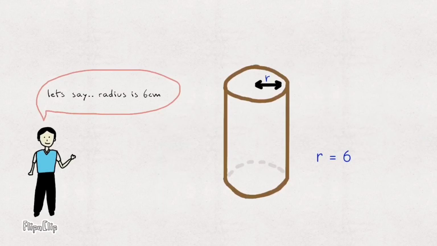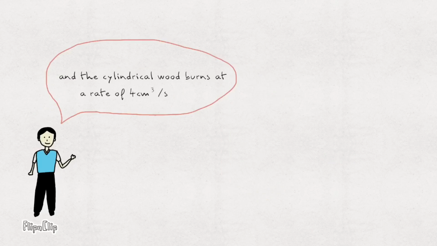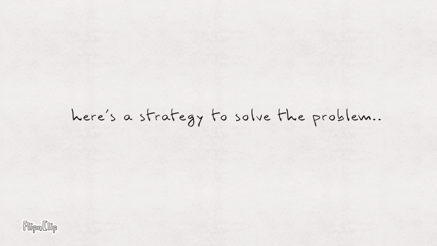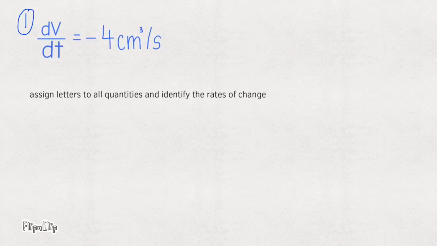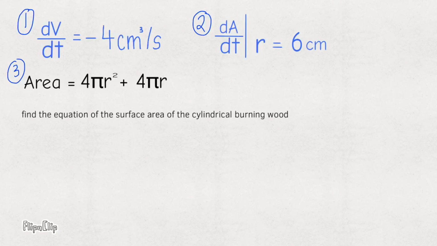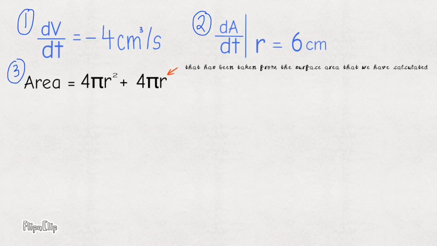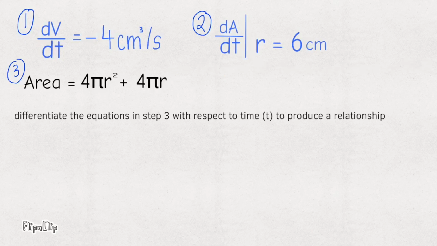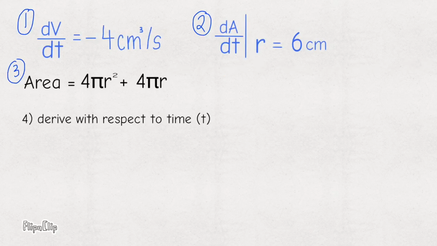Let's say the radius is 6 centimeters and the cylindrical wood burns at a rate of 4 cubic centimeters per second. Here is a strategy to solve the problem. First, we will assign letters to all quantities and identify the rates of change. Then we will find the equation of the surface area of the cylindrical burning wood. We will then differentiate the equations in step 3 with respect to time.